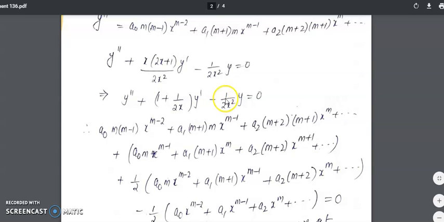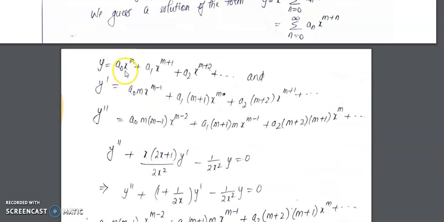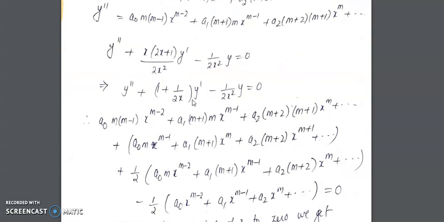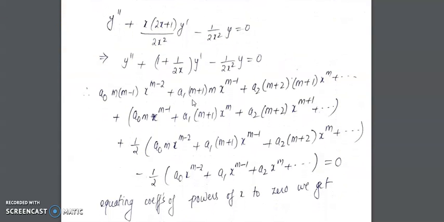Then the next term, minus 1 by 2 x square y: minus 1 by 2 into a0 x raised to m minus 2, plus a1 x raised to m minus 1, then a2 x raised to m. Now this is our equation. Let us equate the coefficients to 0. When you equate the coefficients to 0, we will get the values for m, a0, a1, a2, and so on.